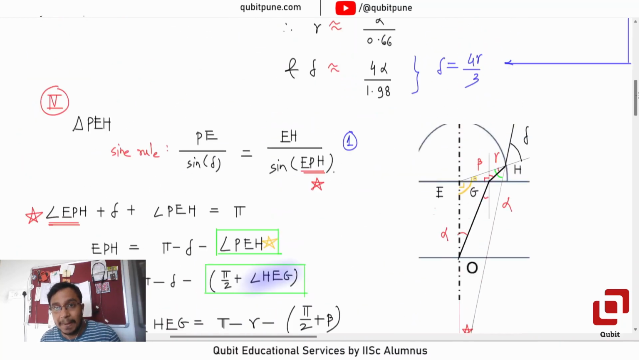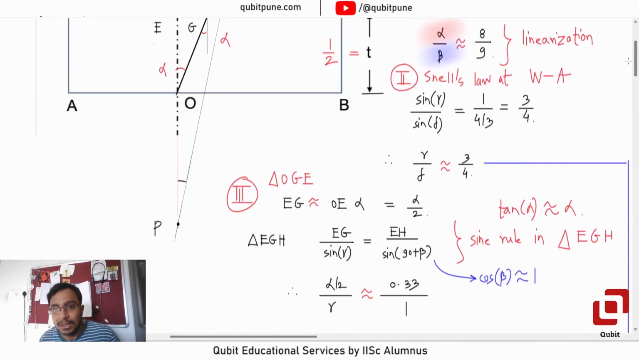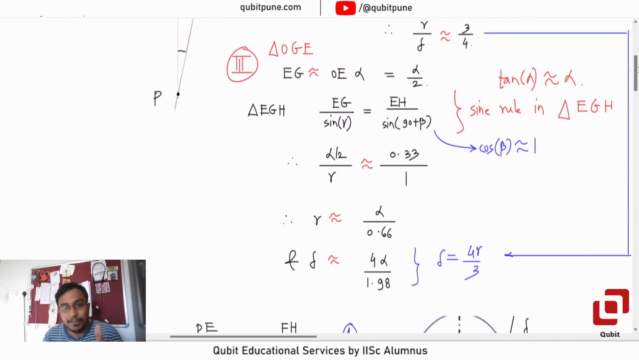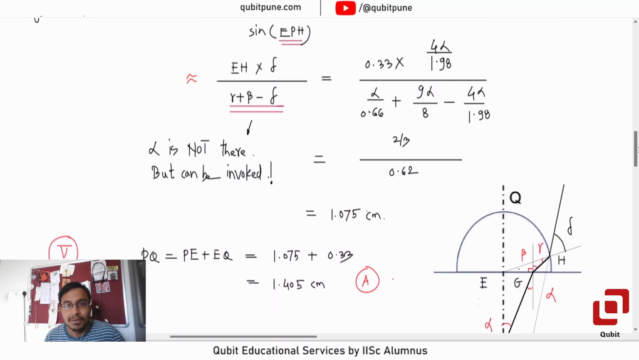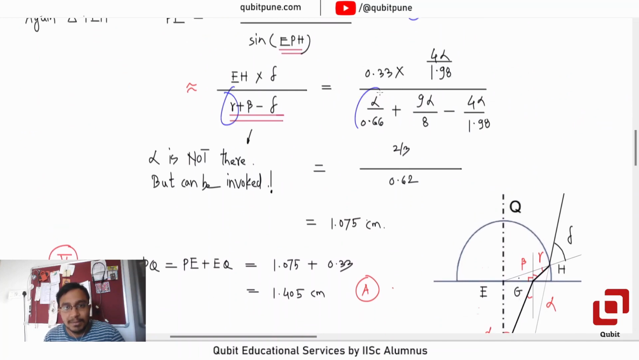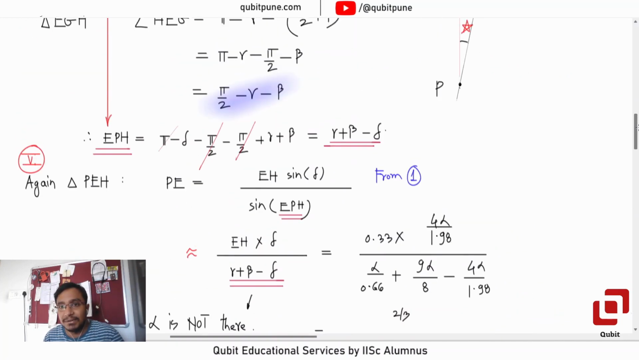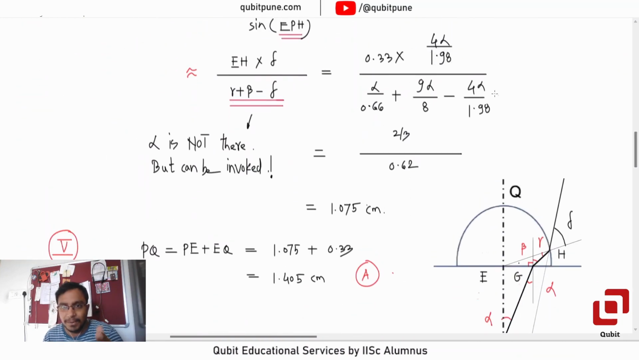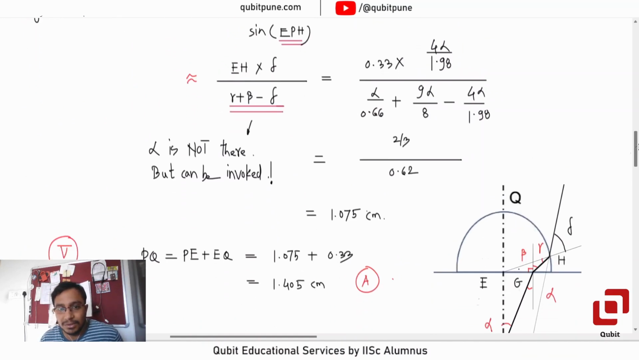What is gamma? Gamma is alpha by 0.66. And then finally delta. What is delta? Delta is 4 gamma by 3. I have obtained it there in terms of alpha as 4 alpha by 1.98. And then alpha goes, you calculate.